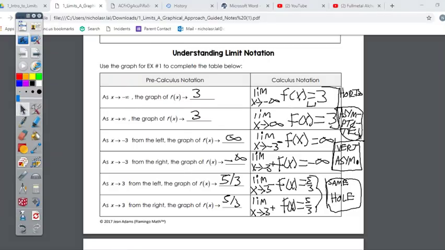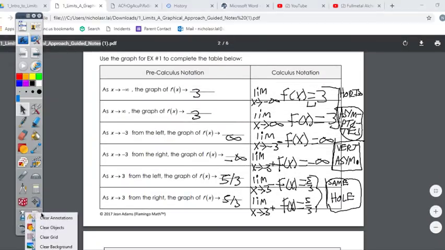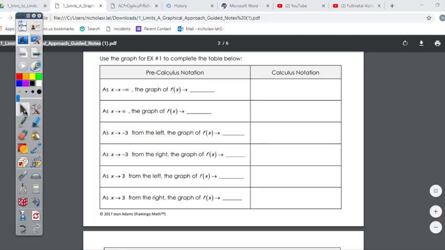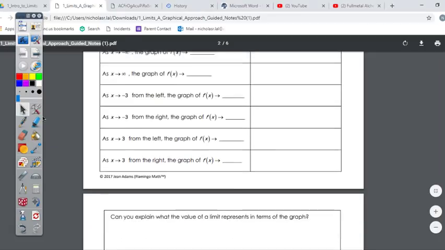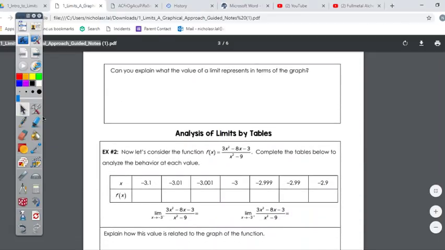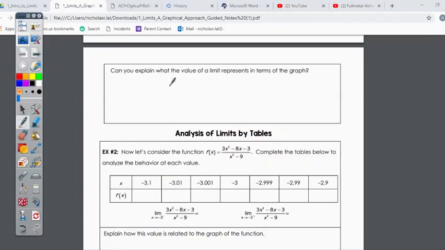So that's a full analysis of that problem, Example 1, transferring over from pre-calculus notation to calculus notation, which uses limits. Can you explain what the value of a limit represents in terms of the graph? So let me just get a definition for you.